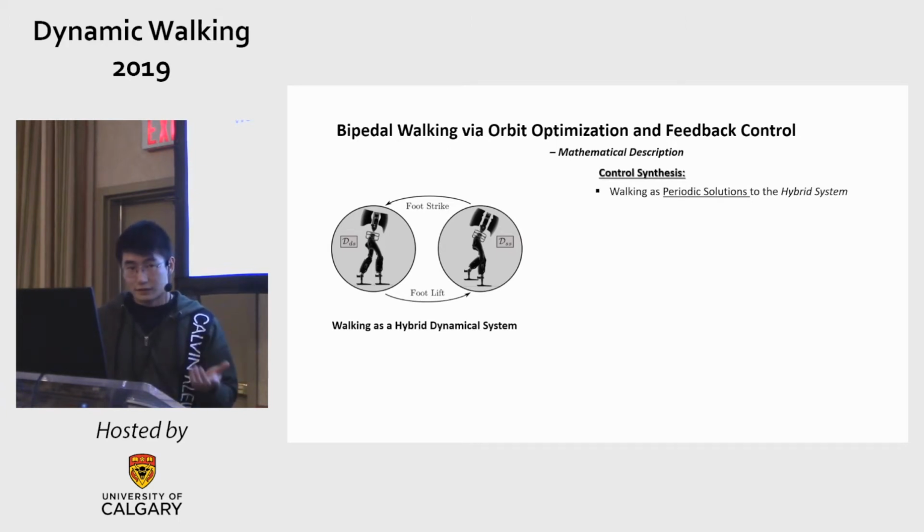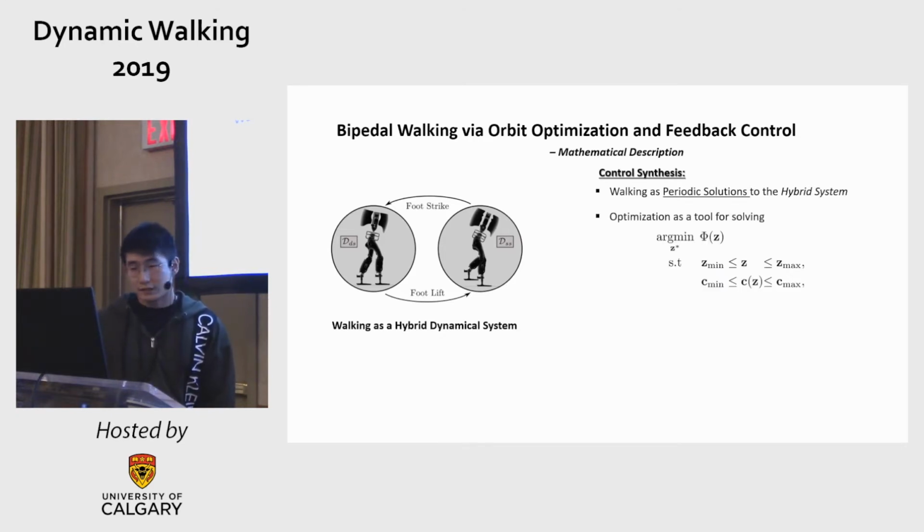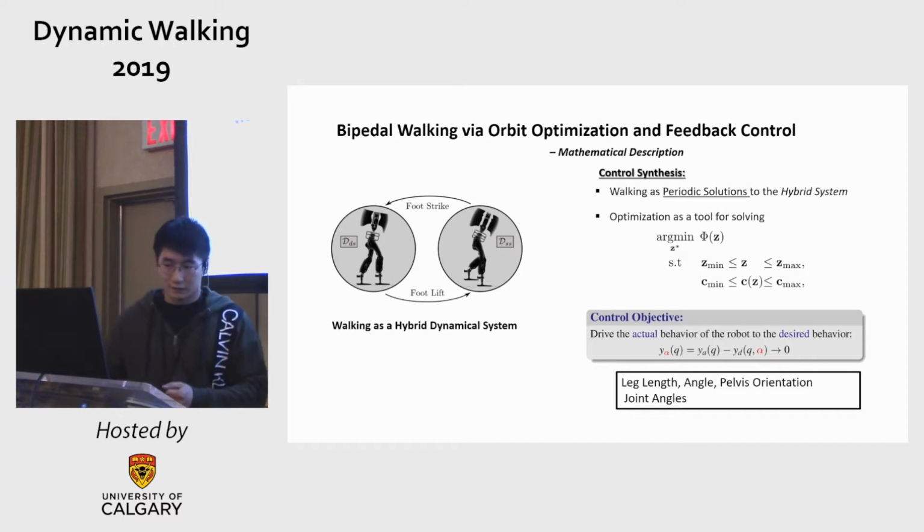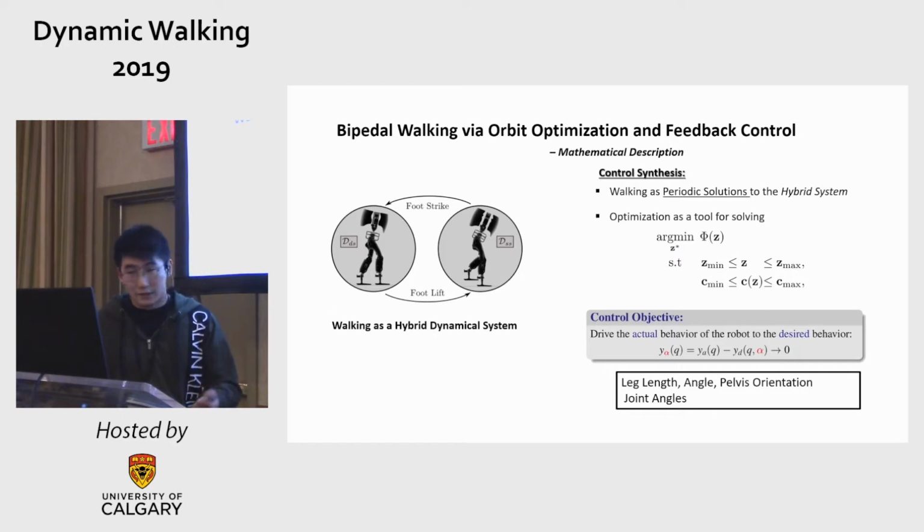And for the control synthesis, we typically model walking as a periodic solution to the hybrid system, and optimization is used as a tool to find the periodic solutions. It's a highly non-convex optimization, but it's still solvable. If you get the solution, you can extract features from it, such as leg length, angle, and pelvis orientation, to be the desired behavior you want, and the control would be driving the actual behavior of the system to the desired behavior, zeroing the outputs y.